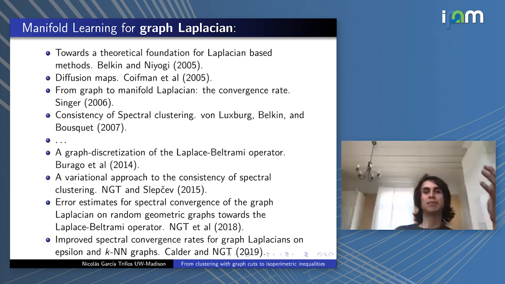But then maybe starting from the work of von Luxburg and Belkin, there has been analysis on spectral consistency. Okay, so this idea of spectral consistency is important because at the end of the day, the way that you are using these graph Laplacians is to either extract their spectrum for clustering, or to do dimensionality reduction with the spectrum of the graph Laplacian.